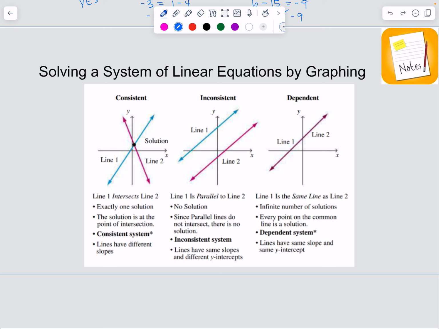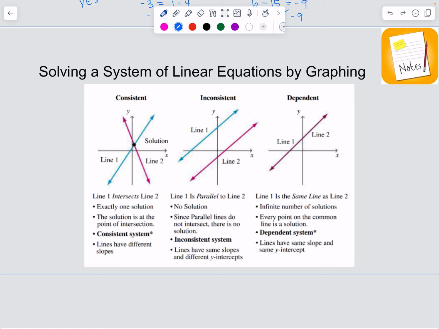Some of the characteristics are that the lines have different slopes. That's what causes them to intersect. The second one is called inconsistent. That means they do not intersect, they are parallel. That is when we have no solution because there's no point where they intersect. This is where they'll have the same slope but a different y-intercept.